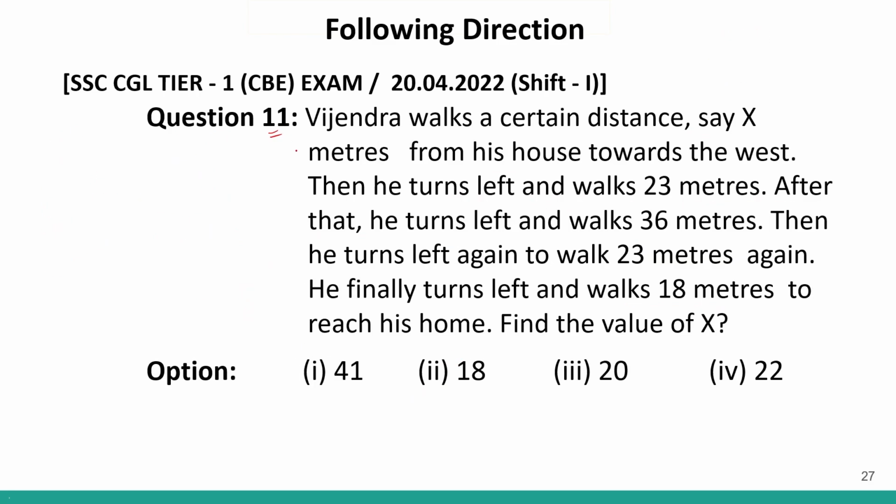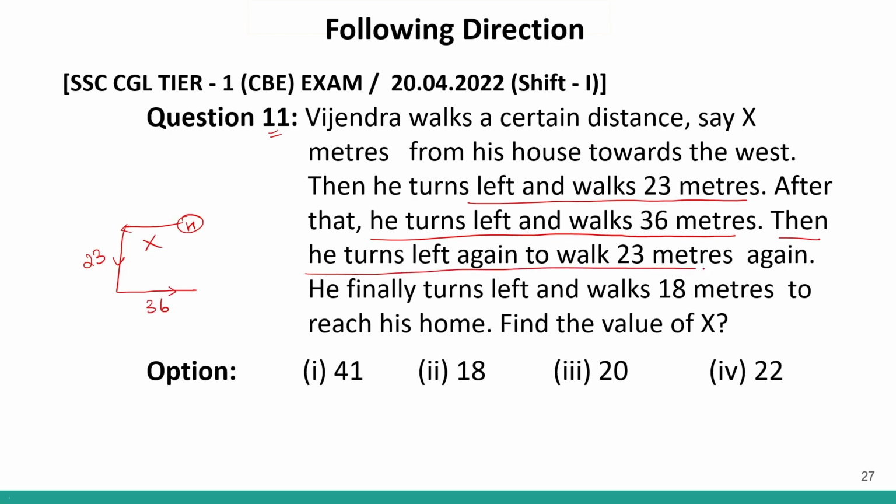Okay. Question number 11. Vijendra walks a certain distance, x meter, from his house towards the west. So the distance is unknown. We are going towards the west from his house and the distance is x, right? Then he turns left and walks 23 meters. So left will be here and he walked for 23 meters. After that, he turns left again and walks 36 meters. So left again, 36 meters. Then he turns to his left again and walks 23 meters again. So left again, this direction, and 23 meters.